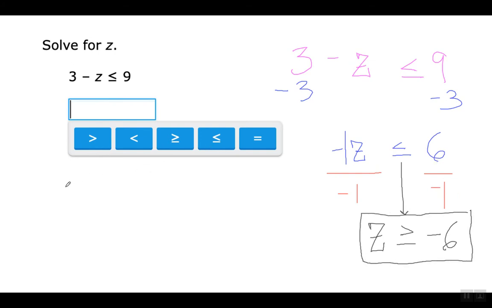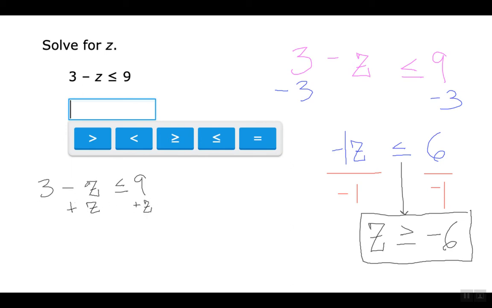I'm going to show you another way that you could think about it that you may find easier. The other way, I'll write it right here. Another way that you could do it is like this. What I could do is move the -z to the right by just going like this. Whatever I do to one side, I've got to do to the other side.